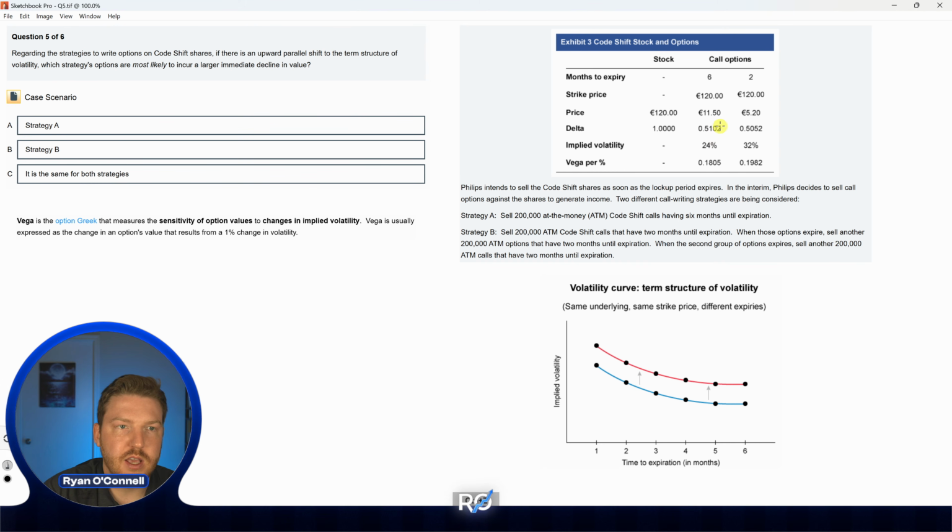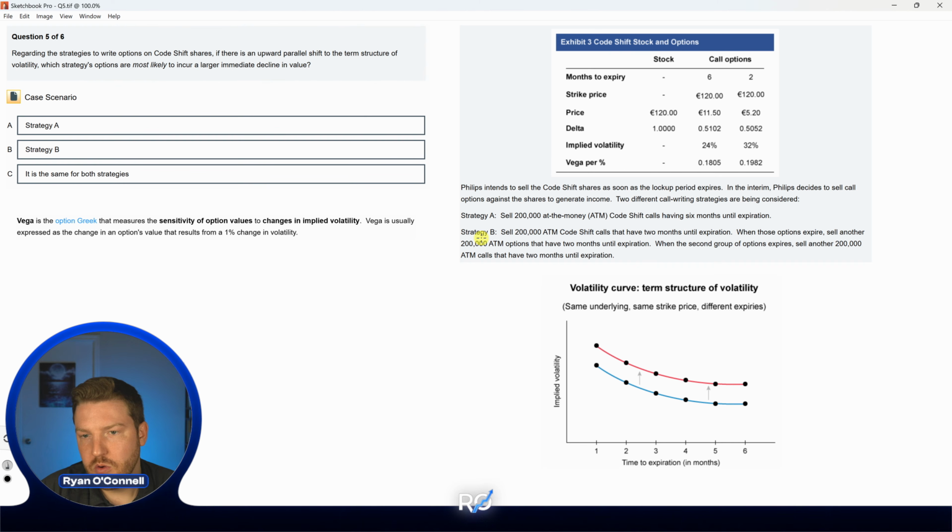So the question is getting at this: if we buy for 6 months on strategy A, versus if we keep rolling 2-month options, which one is likely to incur a larger immediate decline in value if there's an upward shift in the term structure of volatility? Which strategy's options are most likely to incur a larger immediate decline?